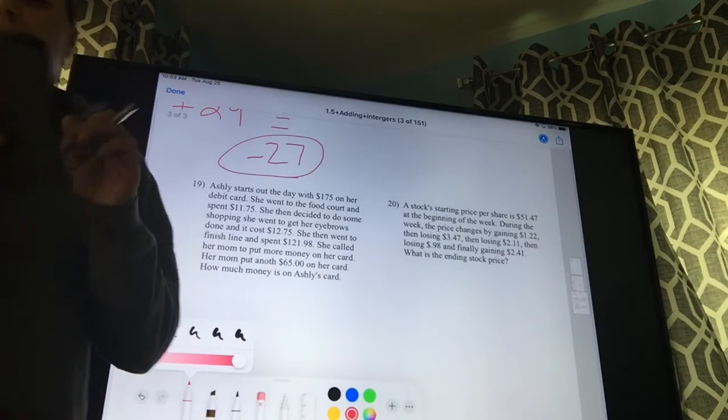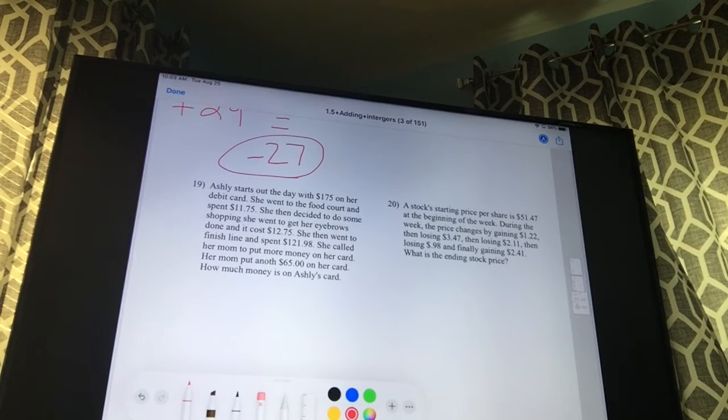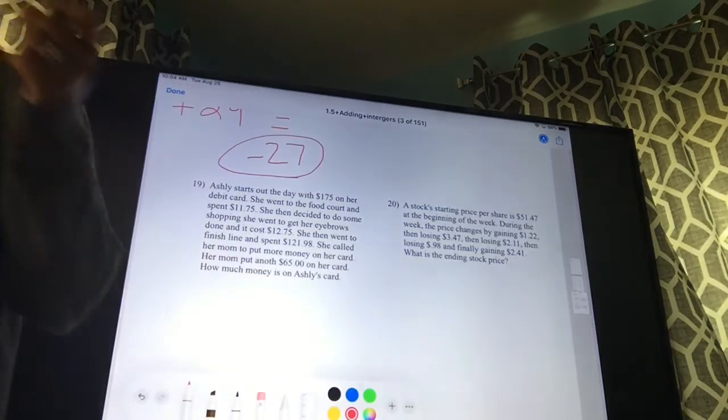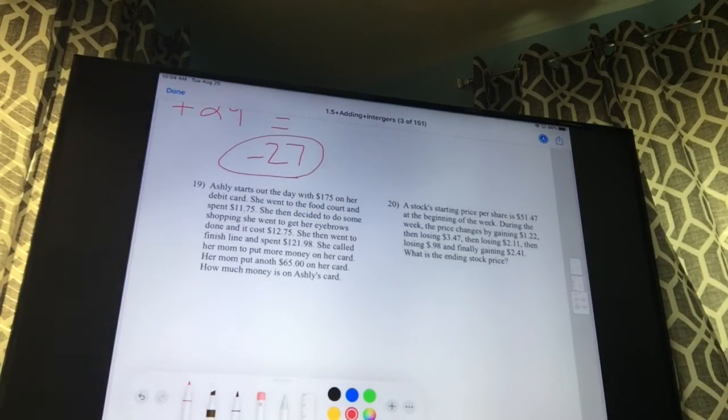Okay, so it says, Ashley started out the day with $175 on her debit card. She went to the food court and spent $11.75. She then decided to do some shopping. She went to get her eyebrows done, and it cost $12.75. She then went to Finish Line and spent $121.98. She called her mom to put more money on her card. Her mom put another $65 on her card. How much money is on Ashley's card?